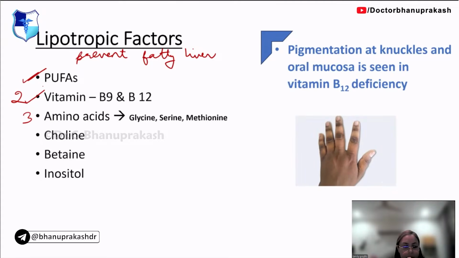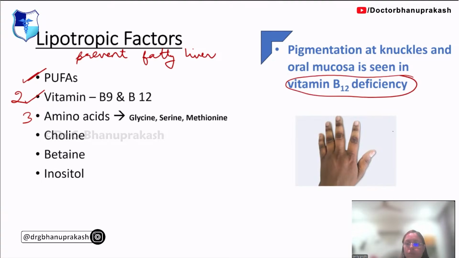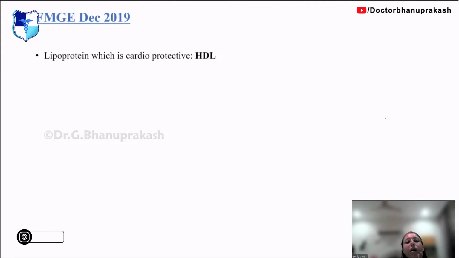Then a question was frequently asked, pigmentation at knuckles and oral mucosa is seen in. So it's quite a feature of vitamin B12 deficiency. Dark pigmentation at the knuckles and oral mucosa. The lipoprotein which is cardioprotective, very easy. You all know HDL is cardioprotective.